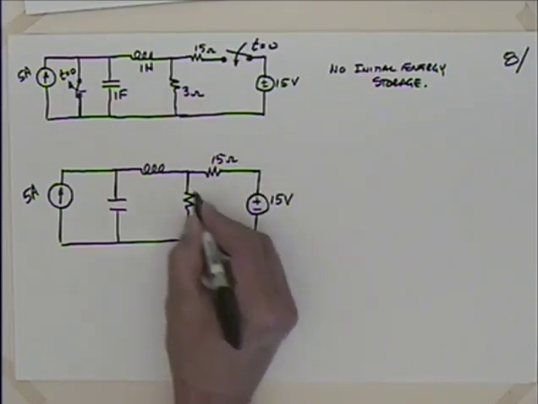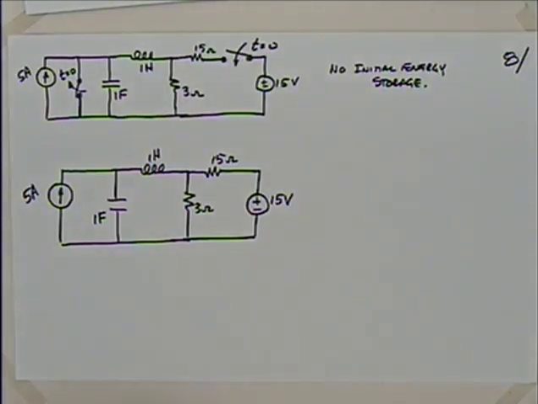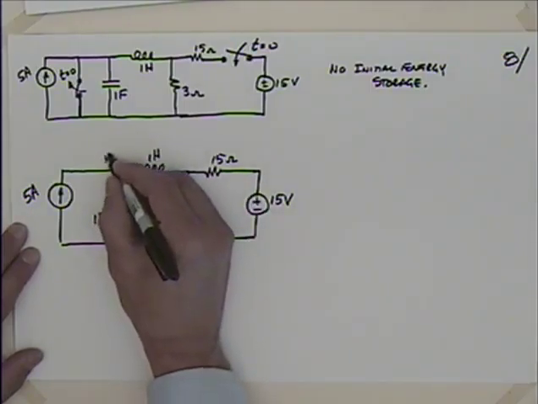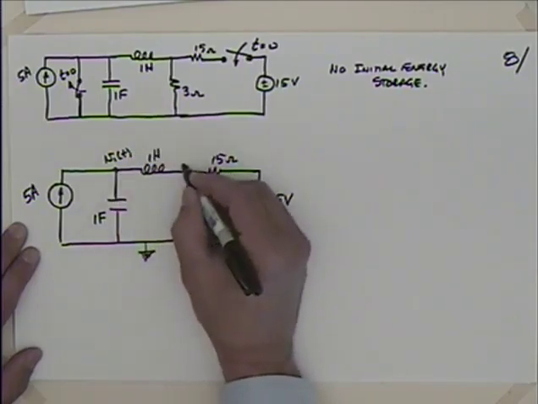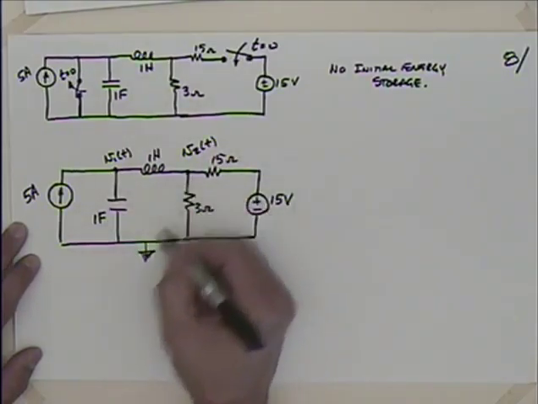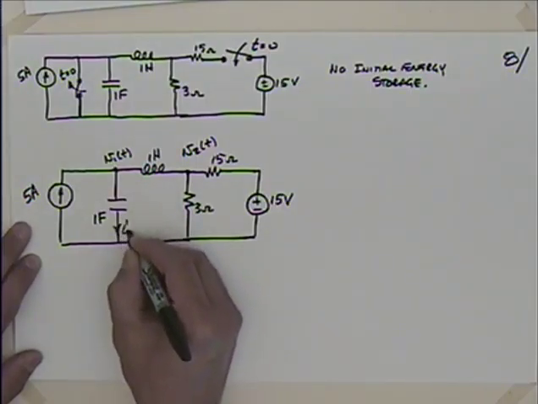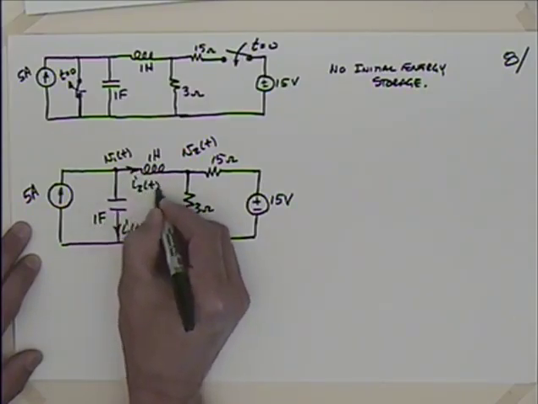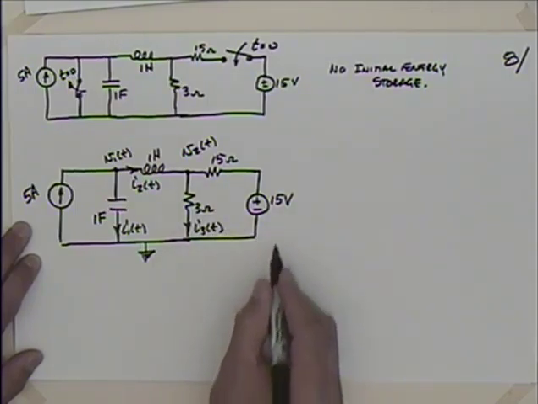15 ohms, 3 ohms, 1 Henry, and 1 farad. Okay, so what I'm going to do is reference this down here. I'm going to talk about V1 up here, V1 of t, and then I will talk about V2 of t. So that's a voltage here with respect to ground, with a voltage there with respect to ground. Let me talk about the currents then. I'm going to talk about this as I1 of t. We can talk about this as I2 of t. And I'll talk about this as I3 of t. And I guess I better put the I4 in here.